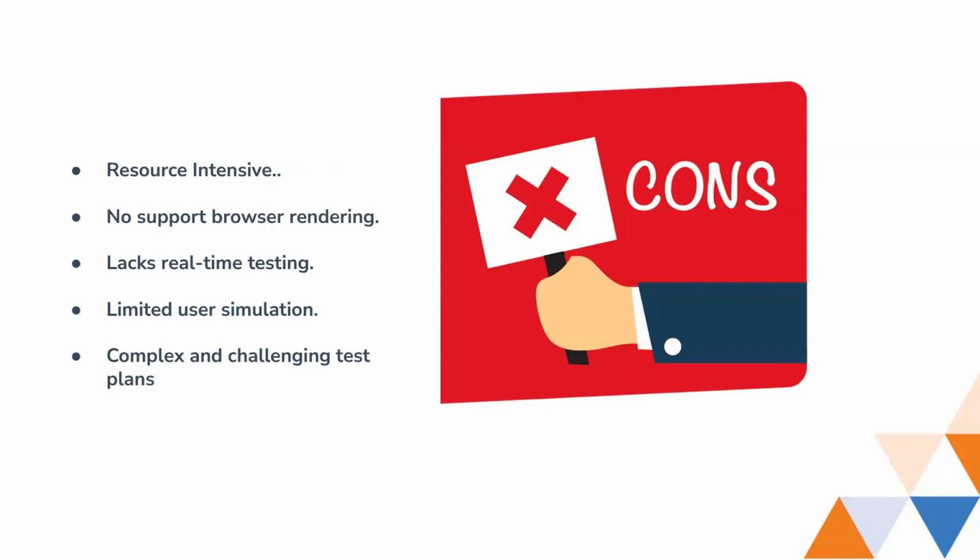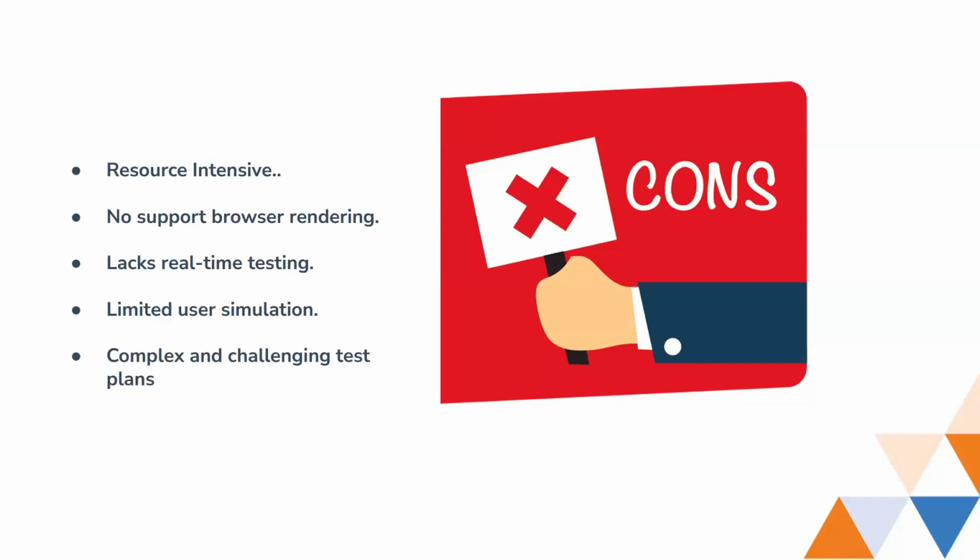The second one is no support for browser rendering. JMeter can't show web pages like a browser does. It won't catch problems with how pages look or work, like JavaScript and CSS issues. For full testing, you might need an extra tool that shows how browsers display web pages.